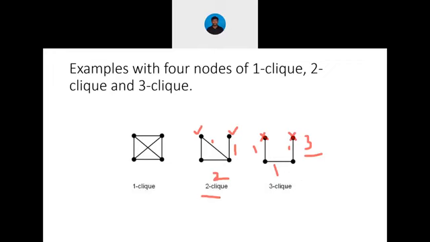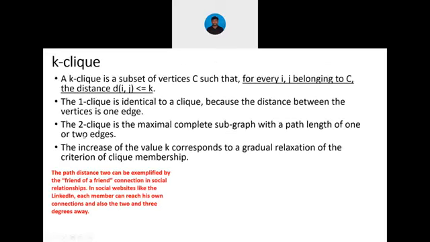So if a particular node needs a distance of 3 to reach some other node, then it is actually called a three-clique. Maybe the distance may be less than the maximal distance also, and hence it is called a k-clique. The two-clique is the maximum complete subgraph with a path length of 1 or 2 edges. The increase of the k value corresponds to a gradual relaxation of the clique criteria. So this is how we define the k-clique.